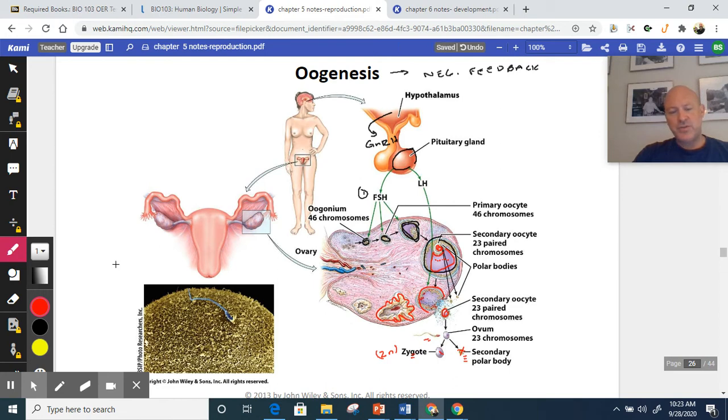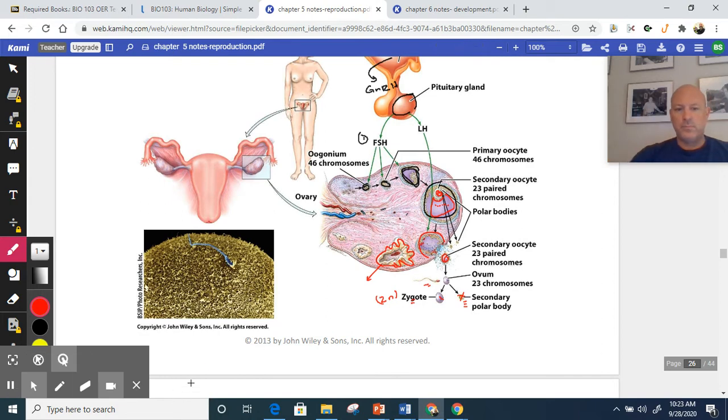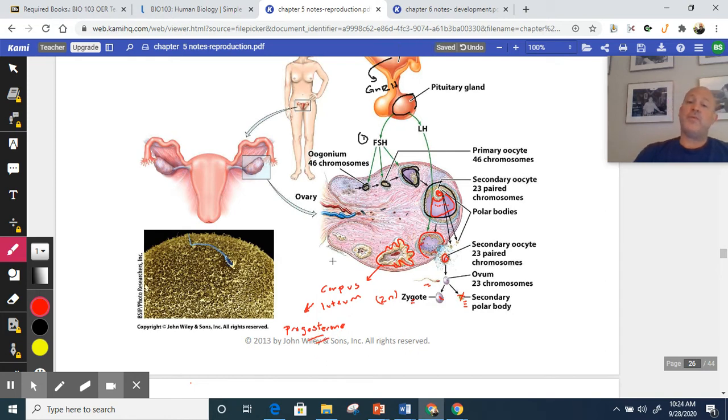It becomes this structure. This is called the corpus callosum. And it produces an important hormone called progesterone. We'll talk about that in a minute. Corpus, I said callosum, I meant corpus luteum. This becomes the corpus luteum, not the corpus callosum. Okay, the corpus luteum will produce one of the uterine hormones called progesterone. Another hormone coming from the uterus is estrogen.